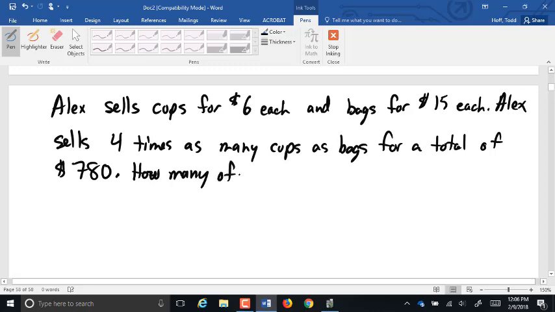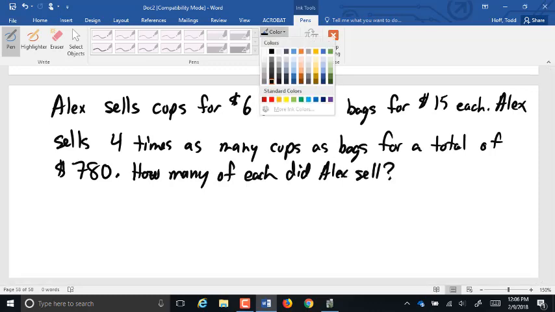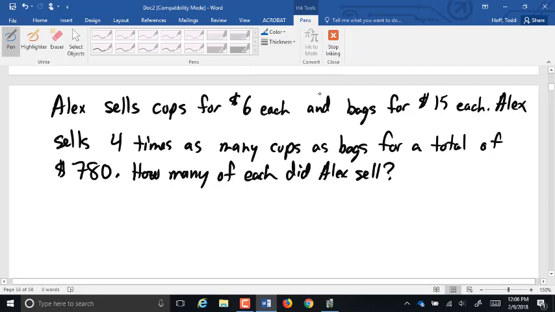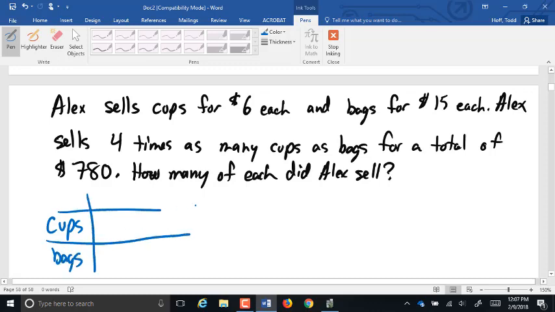How many of each did Alex sell? So now here we do have two items that we're looking at. We have the cups and we have the bags. And we want to find the number sold for each of those.